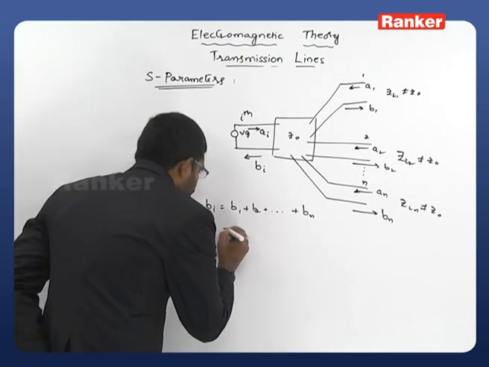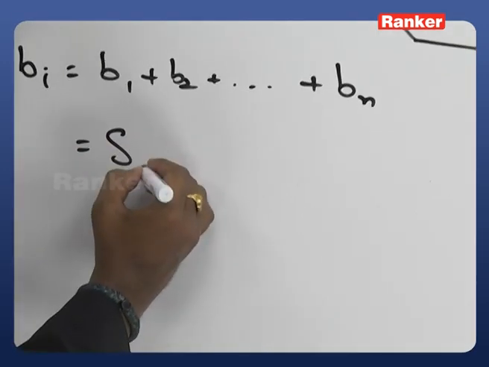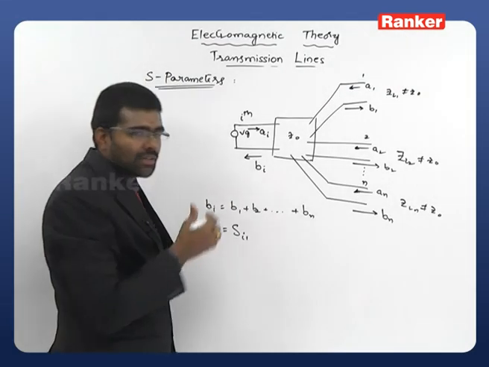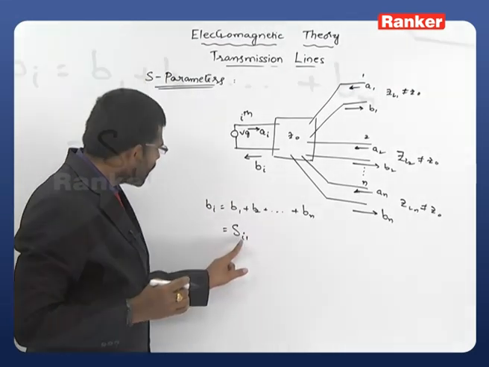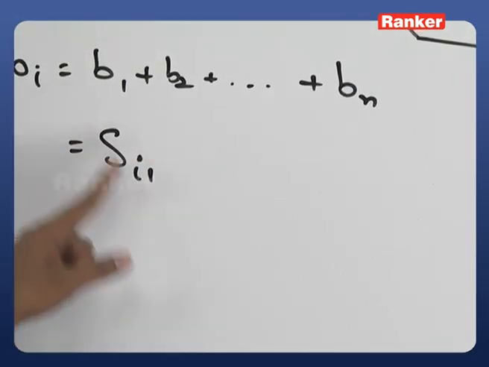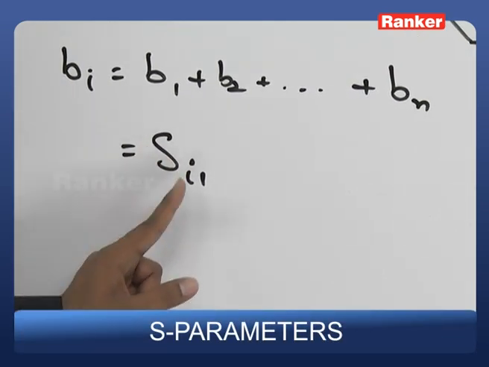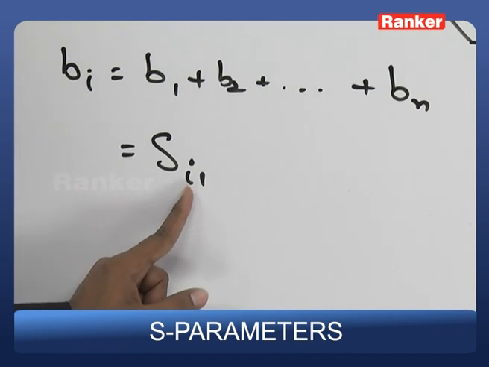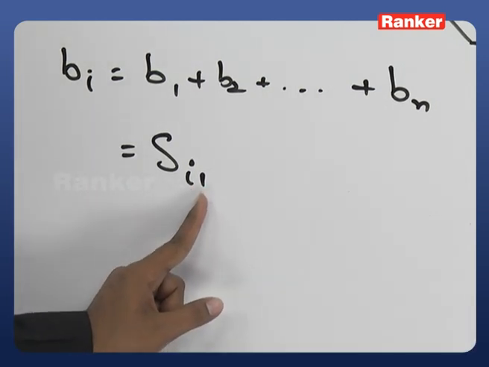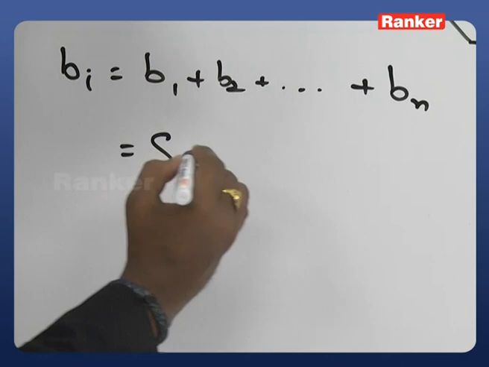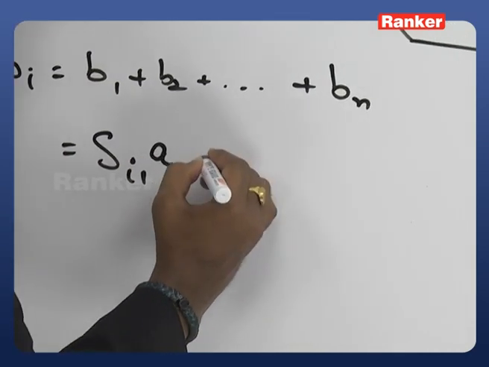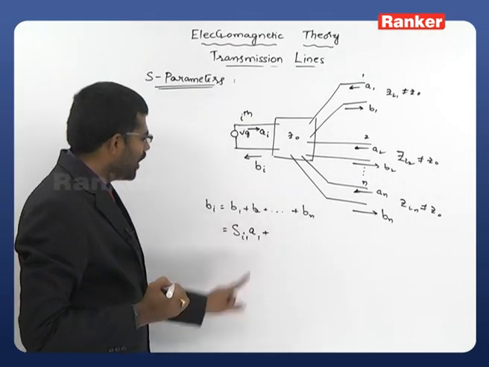That can be written as B1 equals Si1. The coefficient that I am defining is Si1. Now here, clearly examine this Si1. That is the coefficient that I am defining. Si1 is nothing but a coefficient which is observed when the input is applied at the ith port and output is observed at the first port, multiplied with our input wave or the applied wave A1.